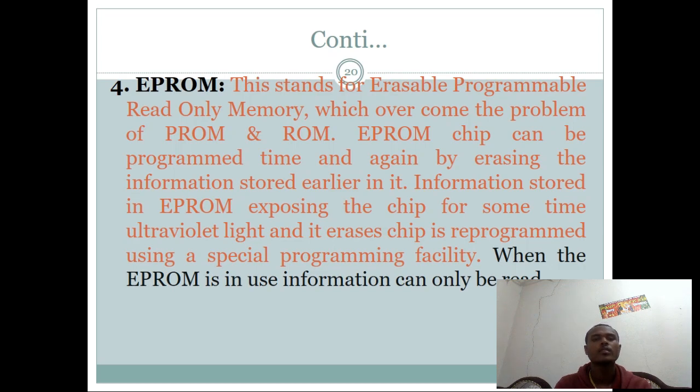EEPROM. EEPROM means erasable programmable read-only memory, which overcame the problem of PROM and ROM. An EEPROM chip can be programmed time and again by erasing the information stored earlier in it. Information stored is erased by exposing the chip for some time to ultraviolet light, and the erased chip is reprogrammed using a special programming facility. When we use it, the information can only be read.